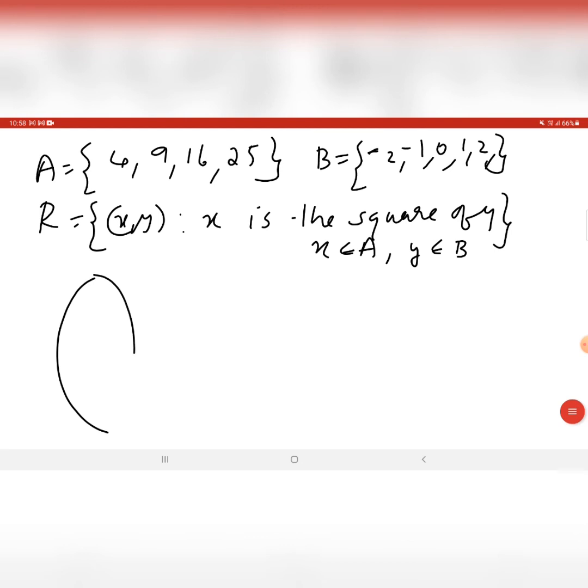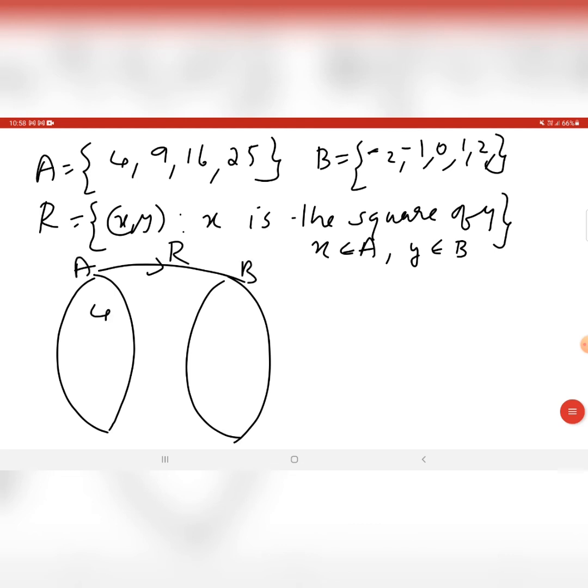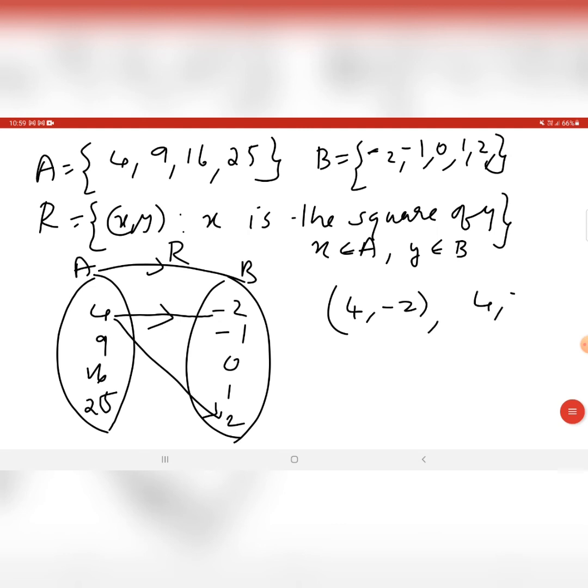Let us draw the arrow diagram. 4, 9, 16, 25. -2, -1, 0, 1, 2. x is the square of y. So 4 is the square of -2 and 2. 9 is the square of 3, but 3 is not there. 16 is the square of 4, but 4 is also not there. So only two pairs, that is 4, -2 and 4, 2.